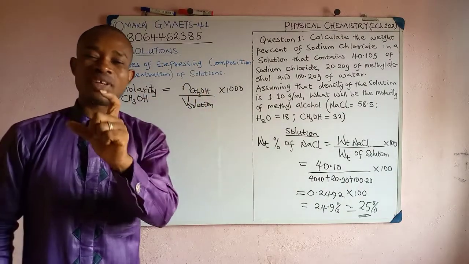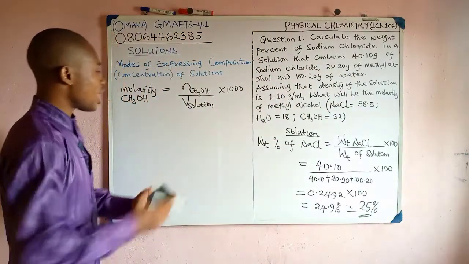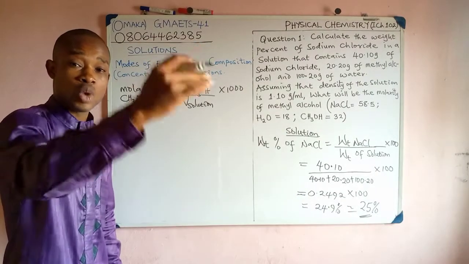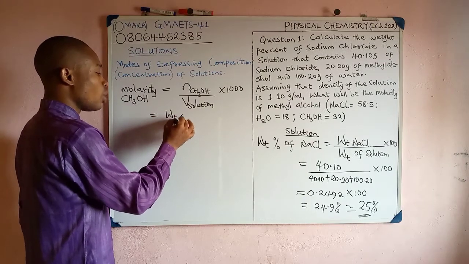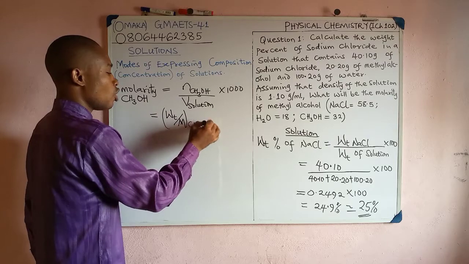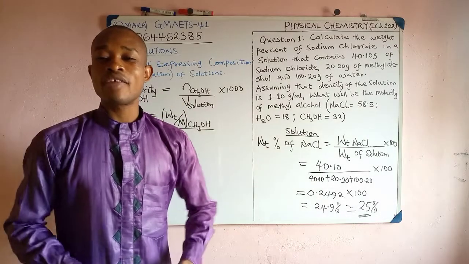The number of moles of the methyl alcohol was not given to us in this problem. But you know that number of moles can be expressed as mass over molar mass, that is weight over molar mass of that component. So I'm going to write weight divided by molar mass of methyl alcohol, CH3OH, divided by volume of solution. How do I get the volume of the solution?